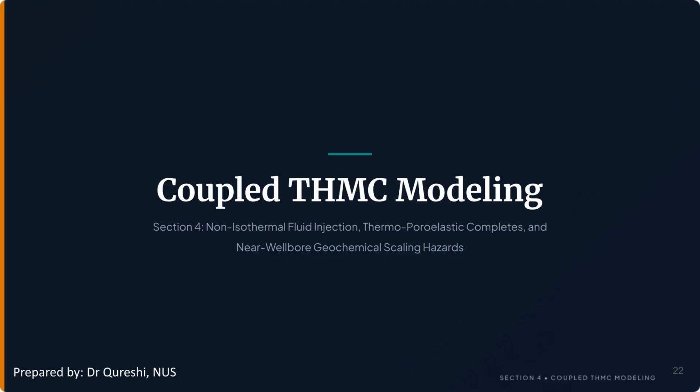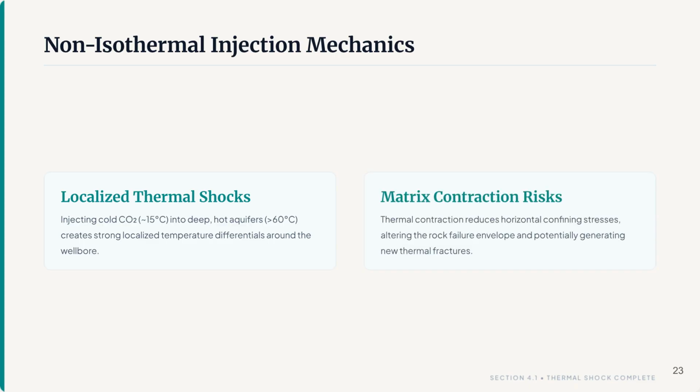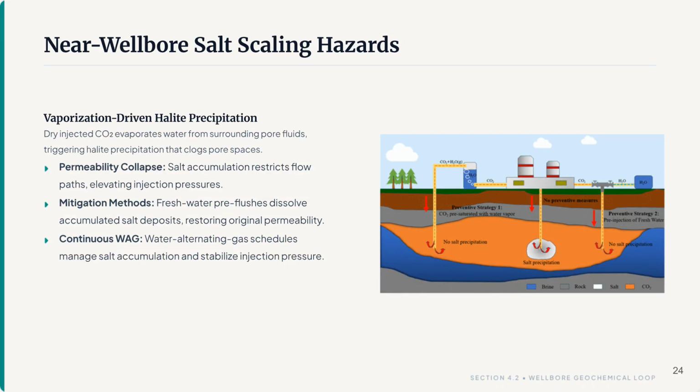We now transition to coupled THMC modeling, covering non-isothermal injection effects, thermoporoelastic coupling, and geochemical scaling hazards near the wellbore. Non-isothermal injection creates localized thermal shocks. Cold CO2 injection into hot reservoirs induces matrix contraction, which reduces confining stress and potentially generates new thermal fractures. Near wellbore salt scaling is driven by vaporization. As dry CO2 evaporates pore water, halite precipitates and restricts flow. Mitigation strategies include freshwater flushes and water alternating gas schedules.